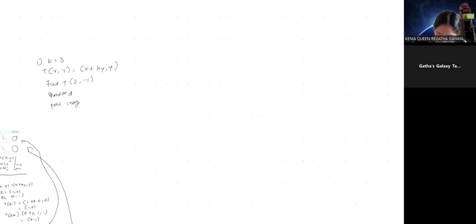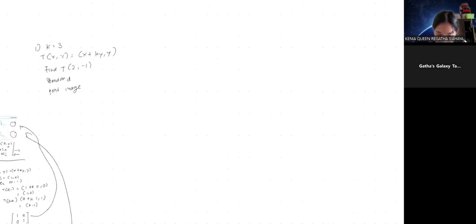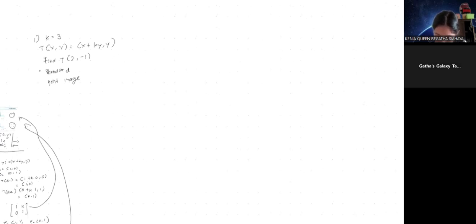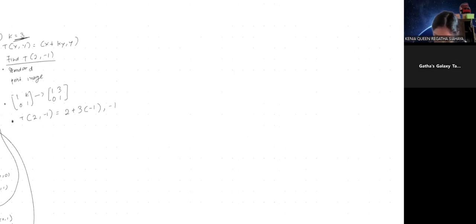Okay, so let's go ahead and start with the standard matrix. So the standard matrix we already have is [1, k; 0, 1] like this. So we'll go ahead and insert here. It will be [1, 3; 0, 1]. Okay, we got it, the standard matrix. Then we will find T. In order for us to find T, we will just do this. Equals (2 + 3 times 1... then we will get (-1, -1).